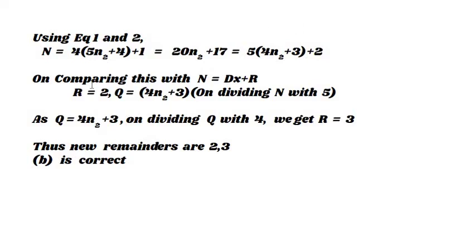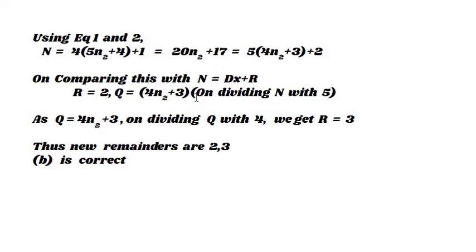Now on comparing this result, n equal to 5 into 4n2 plus 3, 4n2 plus 3 is also an integer, because n2 is an integer. Comparing with the relation n equal to dx plus r, we can see that r is equal to 2, that is, the remainder on dividing n by 5 will be 2, and the quotient in this case will be 4n2 plus 3.